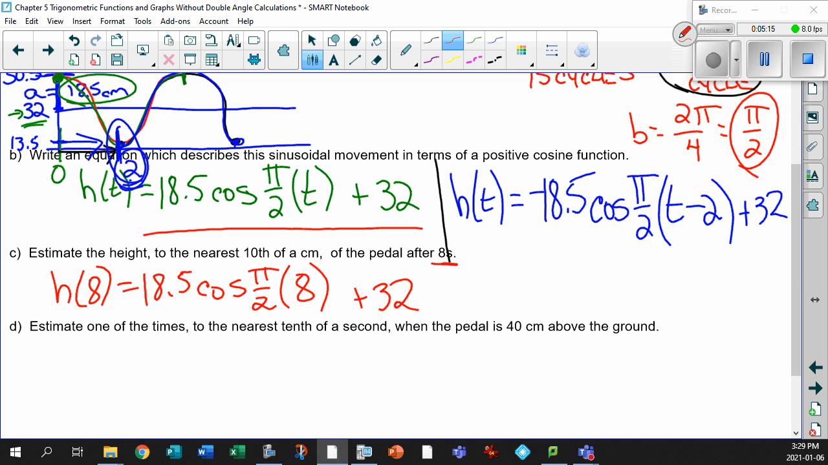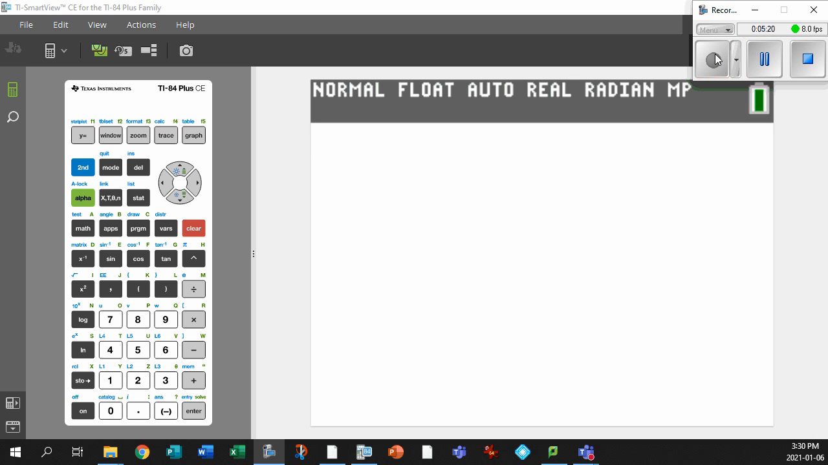I'm just going to throw the whole darn thing into my calculator the way it sits. Making sure this is in radian mode. Here we go. 18.5, right? Cosine. There's my fraction. There's my period. Okay, there it is. Period of pi over 2. Bracket x, but my x now is going to be 8. Right? My time is 8. Close the bracket. Right? Plus my 32.